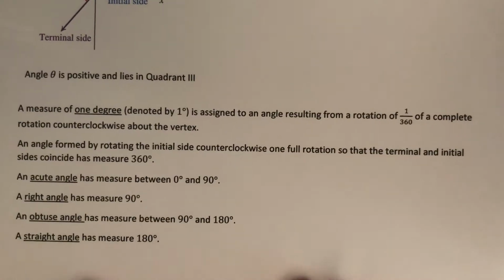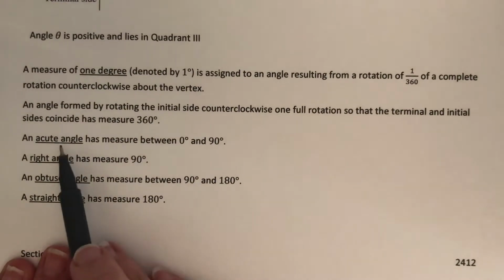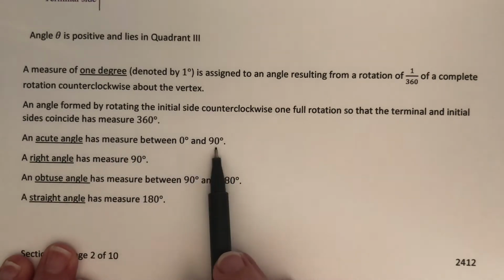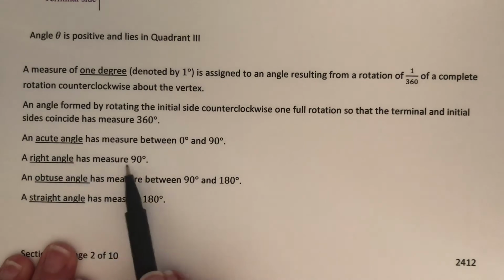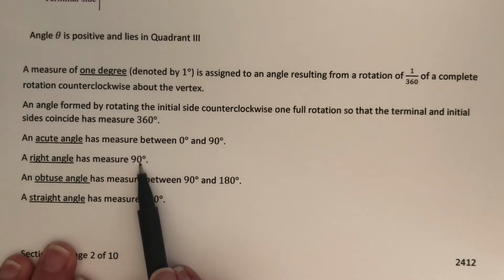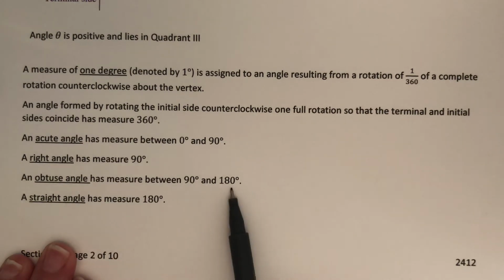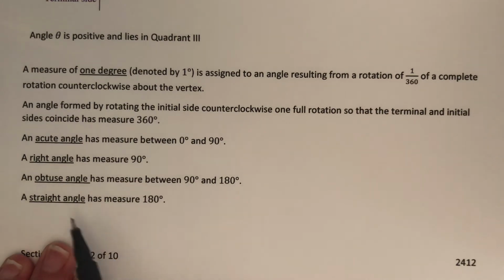And now some definitions. An acute angle measures between 0 and 90 degrees. A right angle measures precisely 90 degrees. An obtuse angle measures between 90 and 180 degrees. And a straight angle measures 180 degrees.